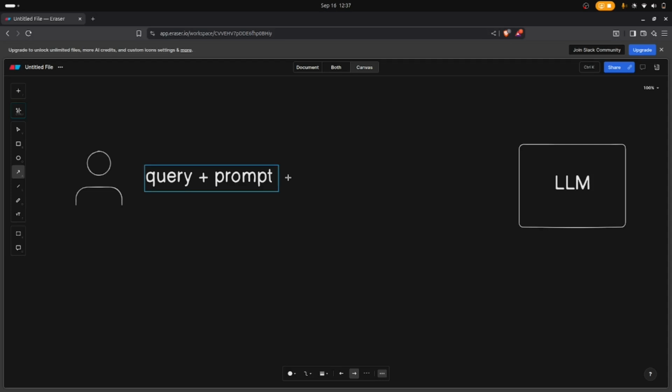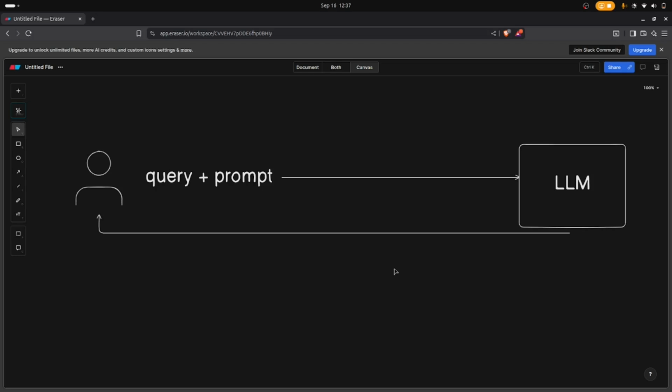So what we used to do is combine the user query with the system prompt and send that to the LLM. Now the LLM would generate some response, and we would give that response back to the user. No problem, everything was working fine. Now, what is the missing part here?